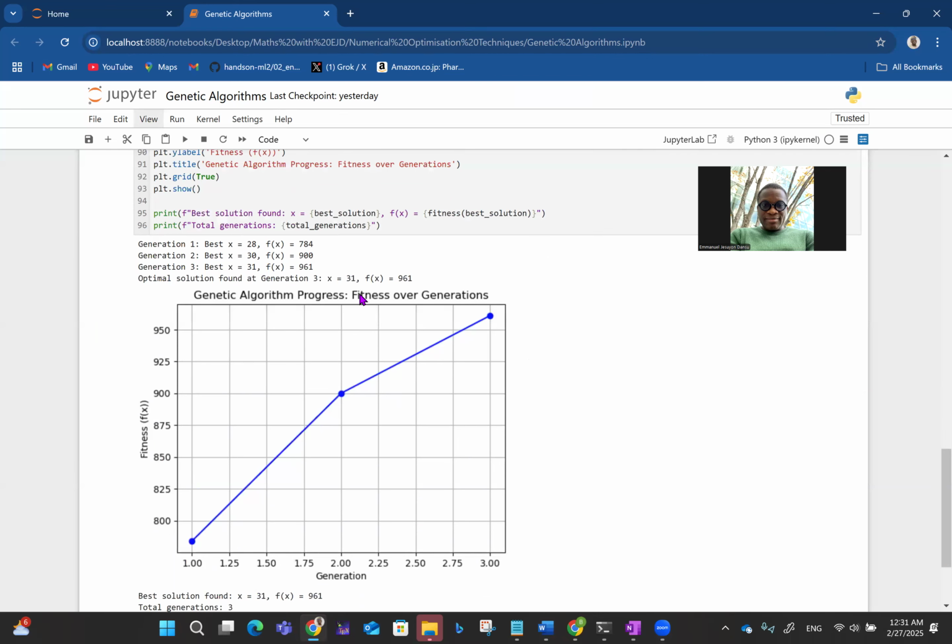So that's the idea of genetic algorithm. Generation 1, the best the function gave is 784. Generation 2 gave 900, and generation 3 gave 961. So in 3 iterations, we get to the maximum level where x equals 31 and f of x is 961.